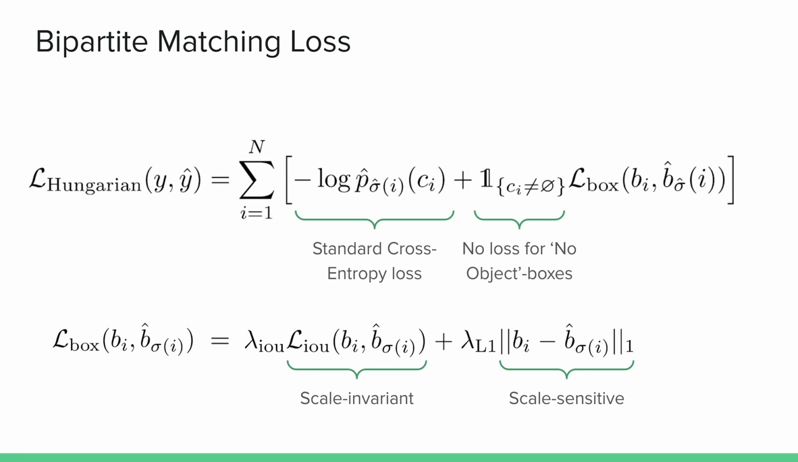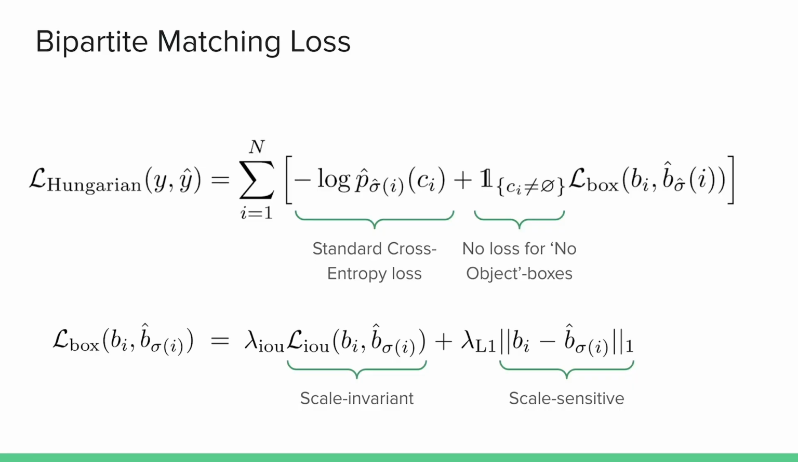And they have introduced additional hyperparameters here, lambda IOU and lambda L1. They basically used 2 for the first lambda and 5 for the second one in their experiments, but they also experimented with different values. So those are just two additional hyperparameters that we have to deal with when we're doing this sort of object detection with transformers. So that's basically the bipartite matching loss.